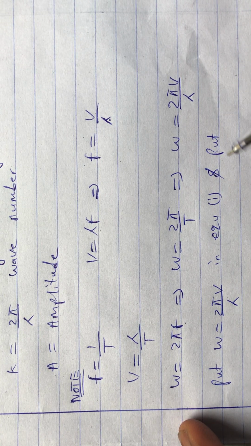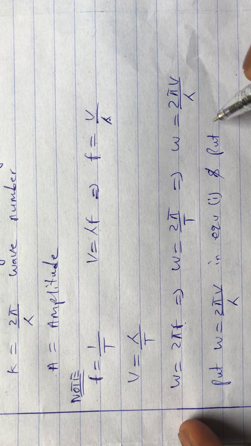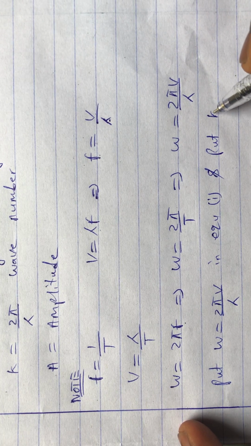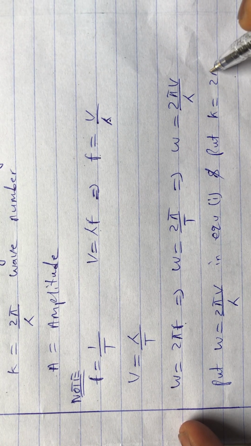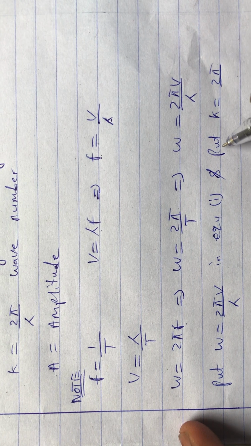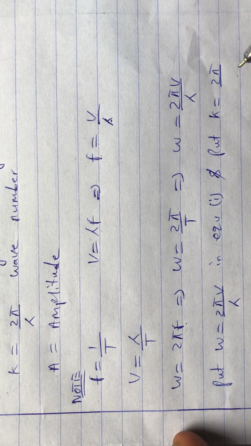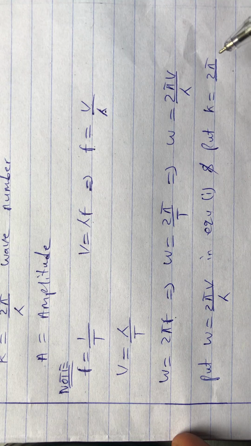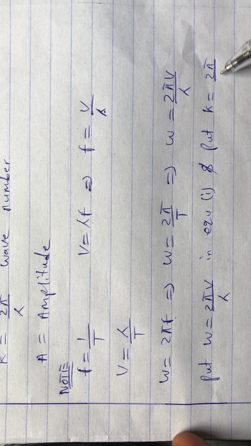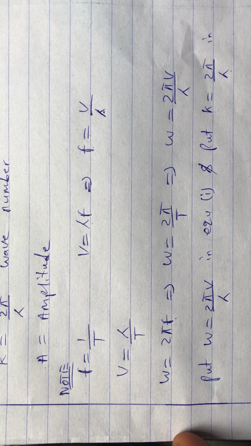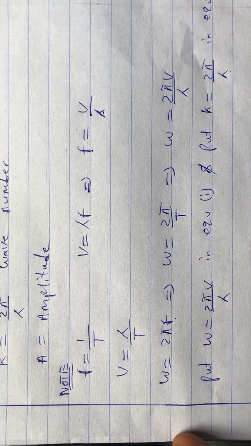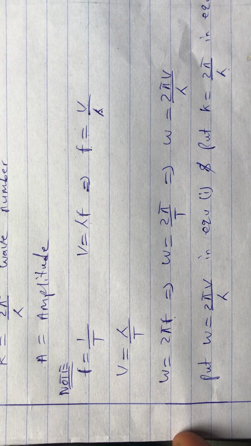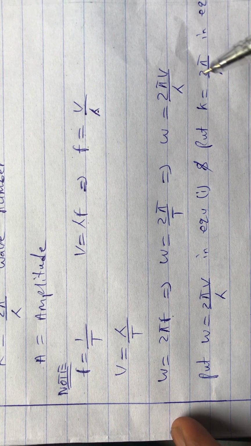You can use put or substitute, whichever suits you, it's still the same thing. Put or substitute k equals 2 pi all over lambda in equation 1. Now, listen attentively.